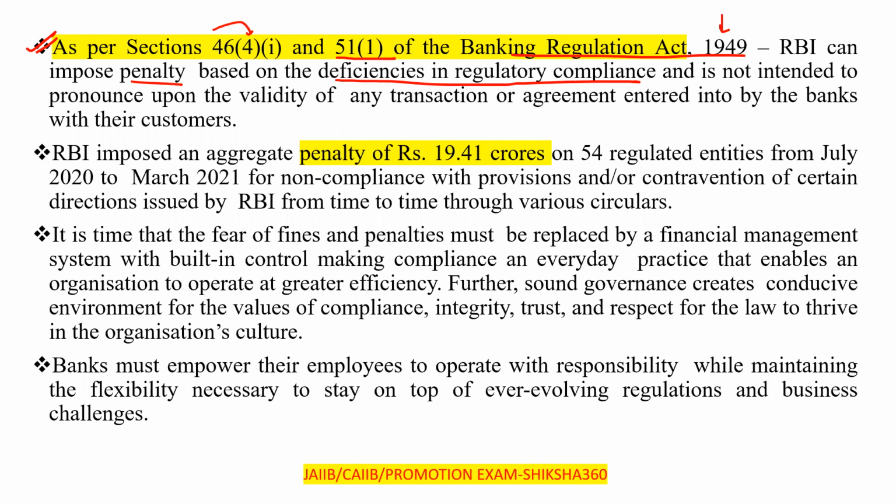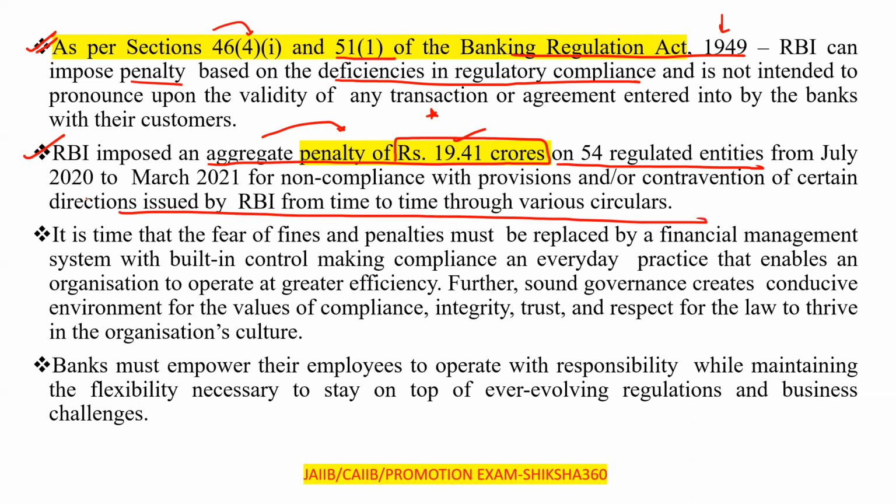Second point: RBI imposed an aggregate penalty of rupees 19.41 crores on 54 regulated entities from July 2020 to March 2021 for non-compliance with the provisions and/or contravention of certain directions issued by the RBI from time to time through various circulars.